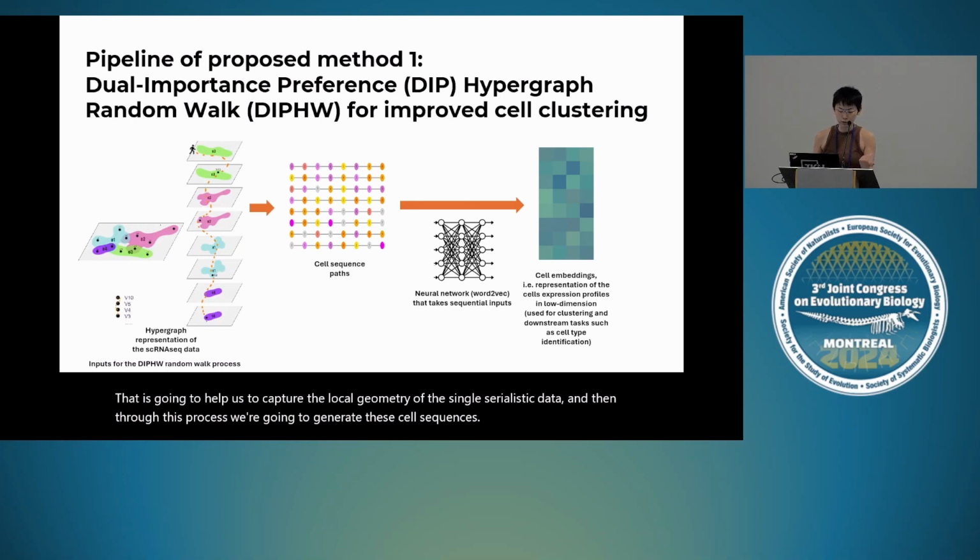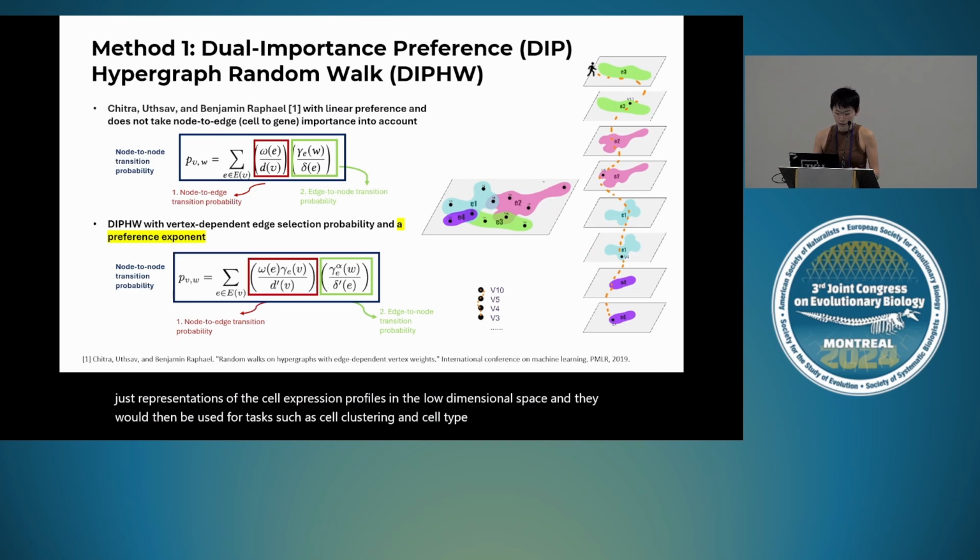That capture the geometry, and then they will be fed to a neural network that takes sequential input to generate cell embeddings. What are cell embeddings? They're just representations of the cell expression profiles in the low-dimensional space. They would then be used for tasks such as cell clustering and cell type identification.